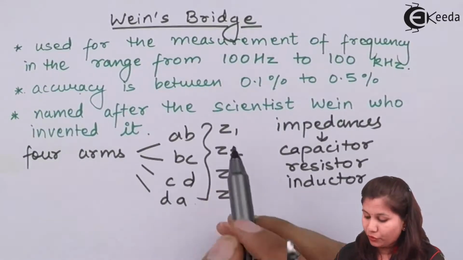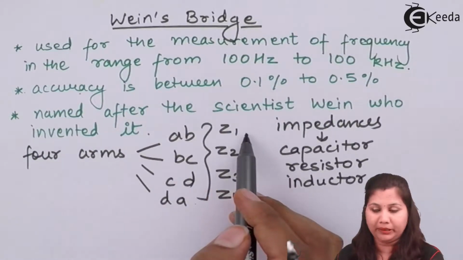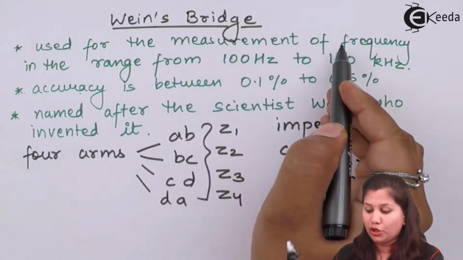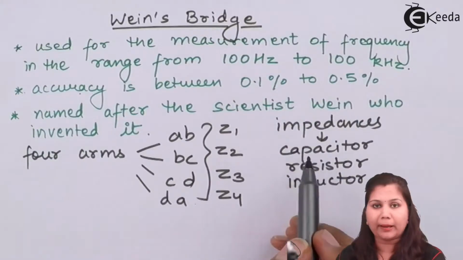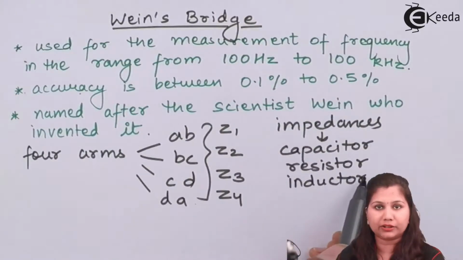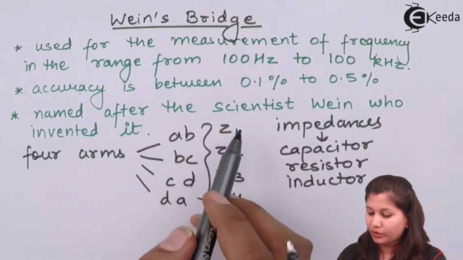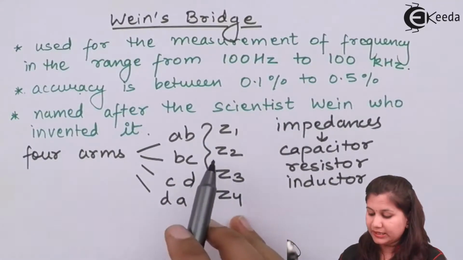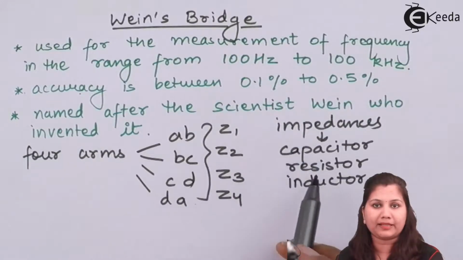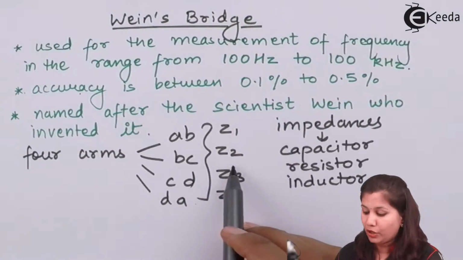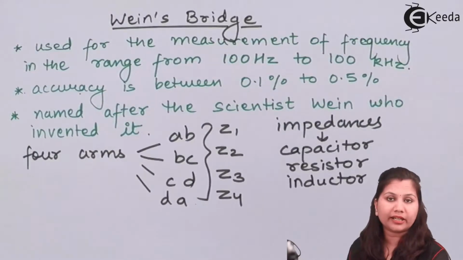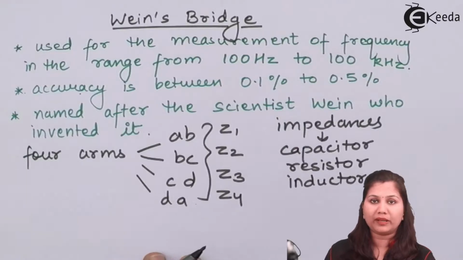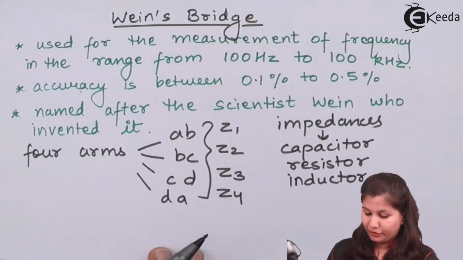Now, out of these 4, Z1 is the unknown impedance which we want to measure. Here we are measuring the frequency. So, frequency is associated with the capacitor and with the inductor. Here our unknown impedance will be a capacitor, and the known impedances will be a combination of a capacitor and a resistor. As in a resonance circuit we measure the frequency, here also we are going to measure the frequency with the help of this bridge.